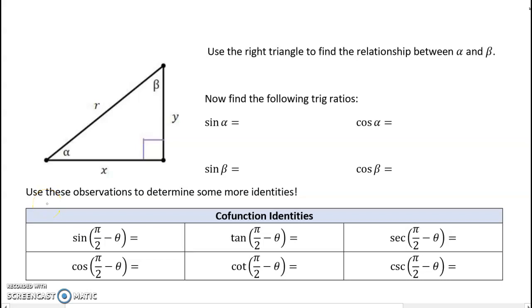Let's go back to the world of geometry for a moment. We have a right triangle whose acute angles are called alpha and beta. And we want to think about what these guys have in common with each other. Clearly, they're both acute angles, right?